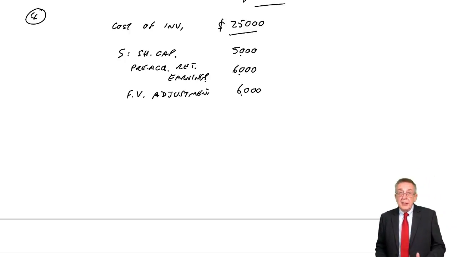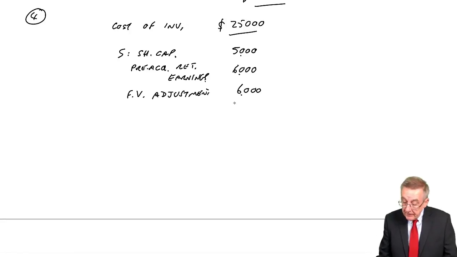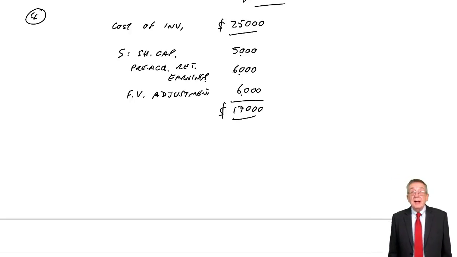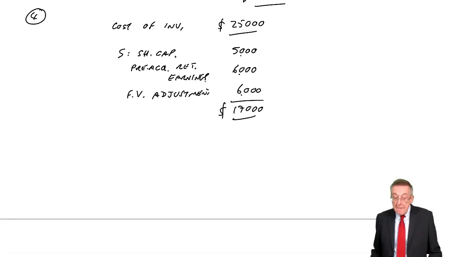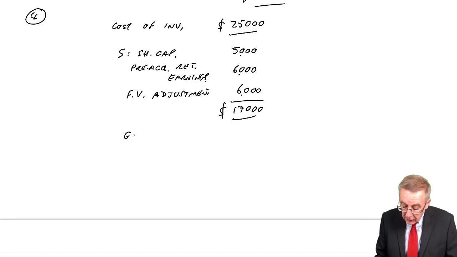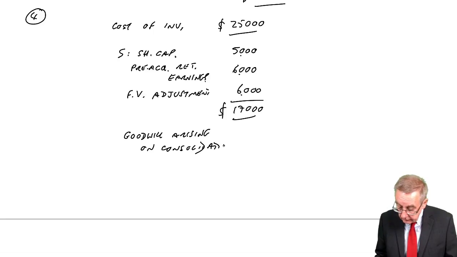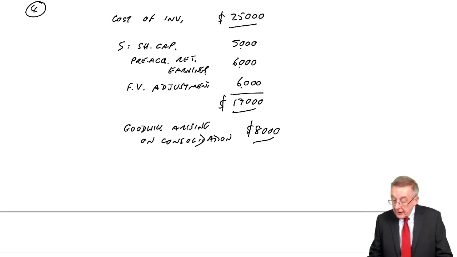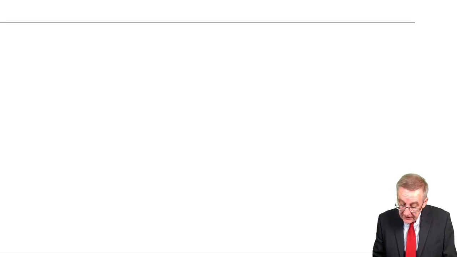And so the total value we placed on their assets was 17,000. Why did we pay 25? The extra must be for goodwill. The goodwill arising on consolidation. $25 less 17, 8,000. Okay, now we can get straight on with the consolidated statement of financial position.